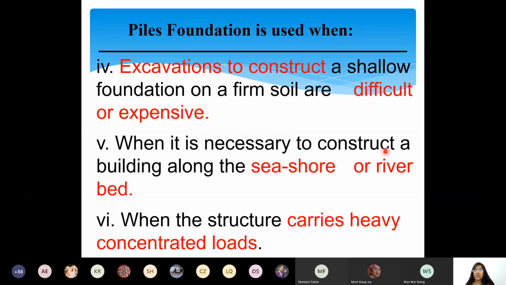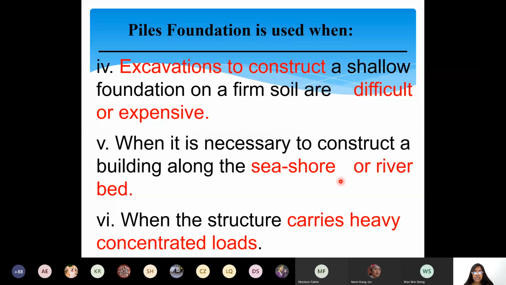Whenever it is necessary to construct a building along a seashore or riverbed, what type of soil is it? Come on, quickly, you answer, you have to interact more. By then you are learning. Seashore, riverbed, what type of soil is it? Non-cohesive. Sand. Non-cohesive, they cannot form cohesiveness.